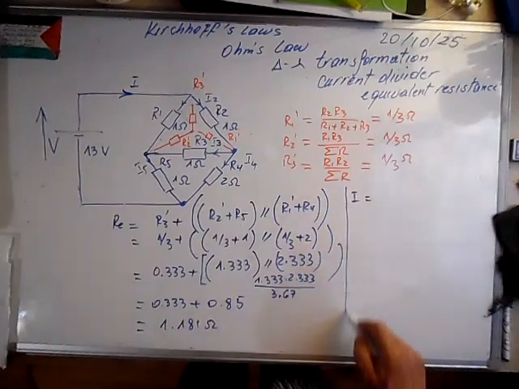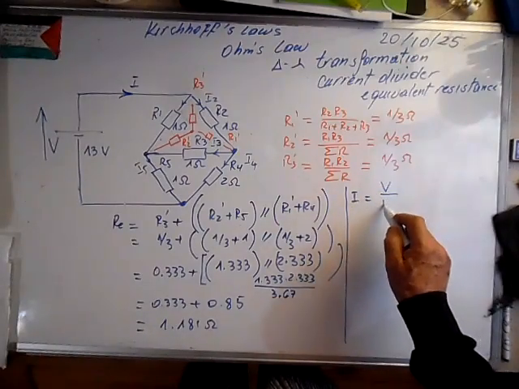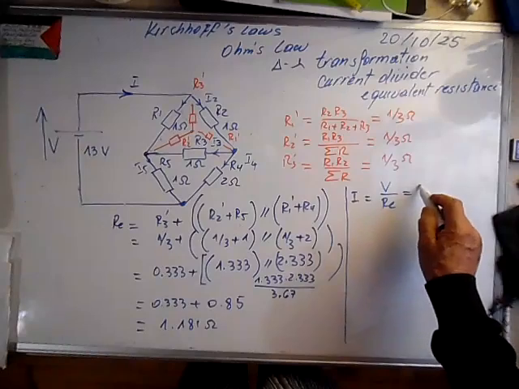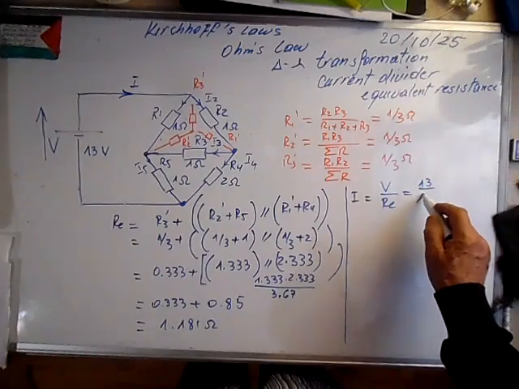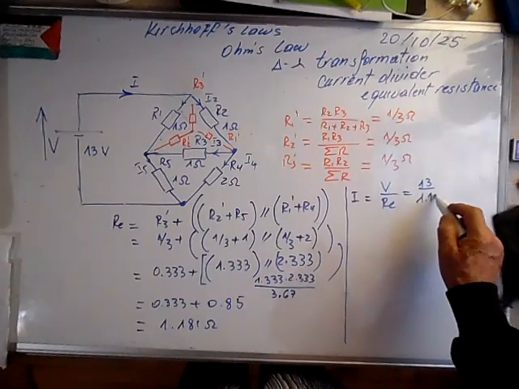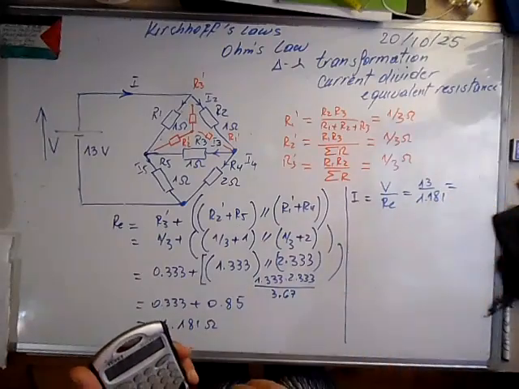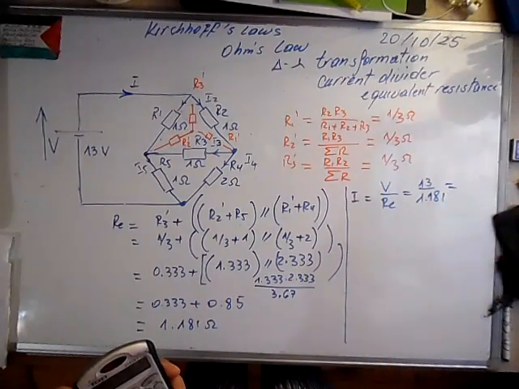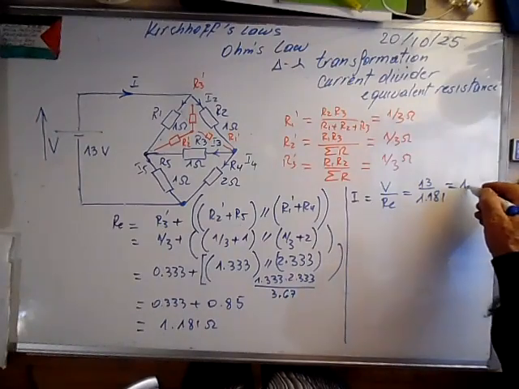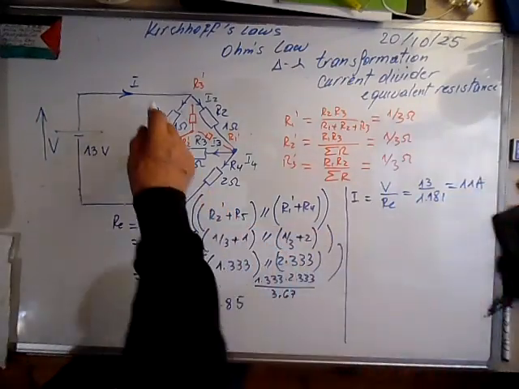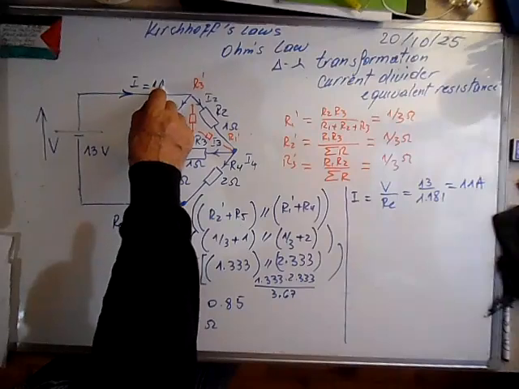From here we can calculate the main current. Main current is equal to V over the equivalent resistance. It's 13 over 1.181. So it means we can calculate the first current, 11 amps. Here flows 11 amps.